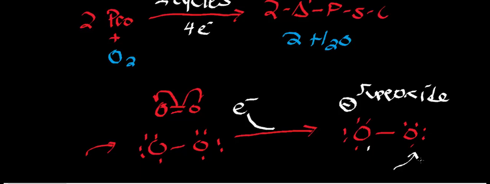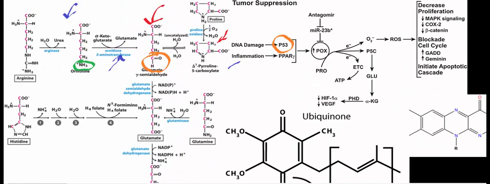So what I want to drive home, the main thing, is that the way they've drawn the reaction is really stupid. They really should have said 2 prolines go to 2 delta-1 pyrroline-5-carboxylates, and 1 molecular oxygen is reduced to 2 water.